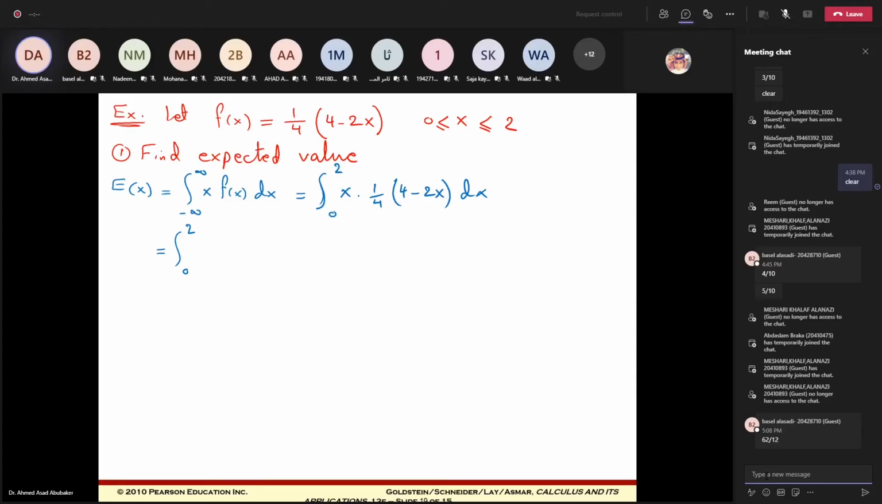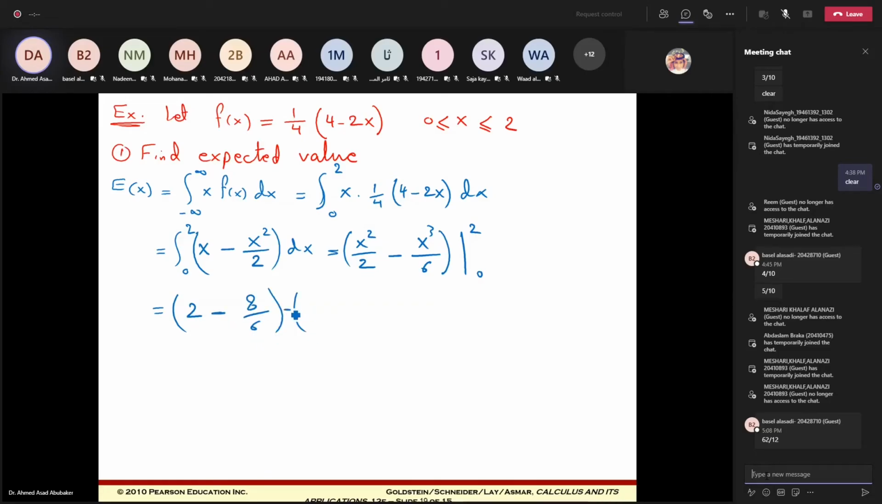1 over 4 multiply 4, this is 1x. And x over 4 multiply 2x, we have negative x squared over 2, so we have 2 in the denominator, dx. The integral of x squared over 2 is x to the power 3 over 3 multiply 2, 6. Now we need to substitute 2 and 0. Substitute 2, we have 4 over 2, this is 2, minus 8 over 6. Substitute 0, this is equal 0.